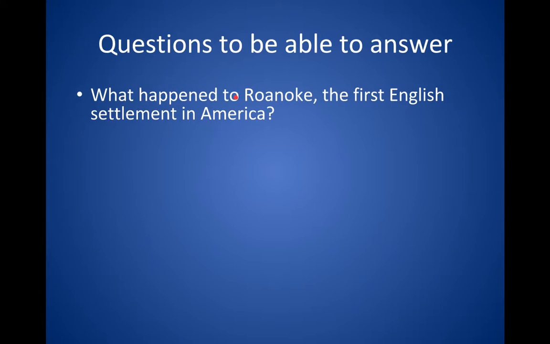So Roanoke, you have to understand this isn't the name of a person, this isn't a name of a group of people necessarily, it's the name of a settlement. Remember I talked about how Sir Walter Raleigh was the first to try to establish a settlement in the Americas. Roanoke was the first one. So you have to tell me what happened to this Roanoke colony. Okay.